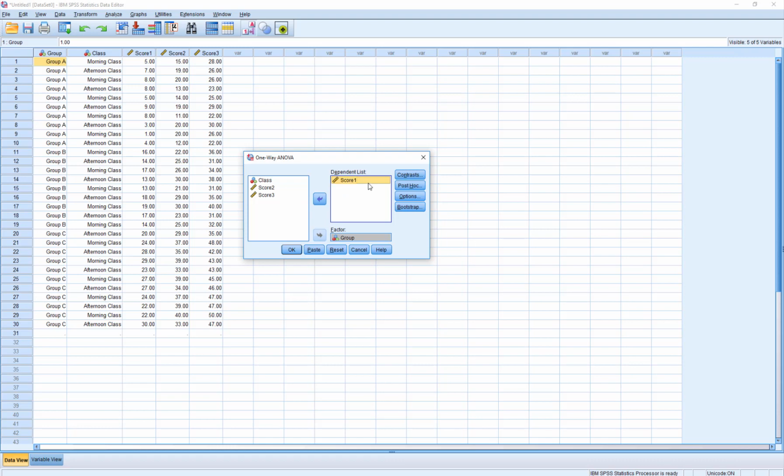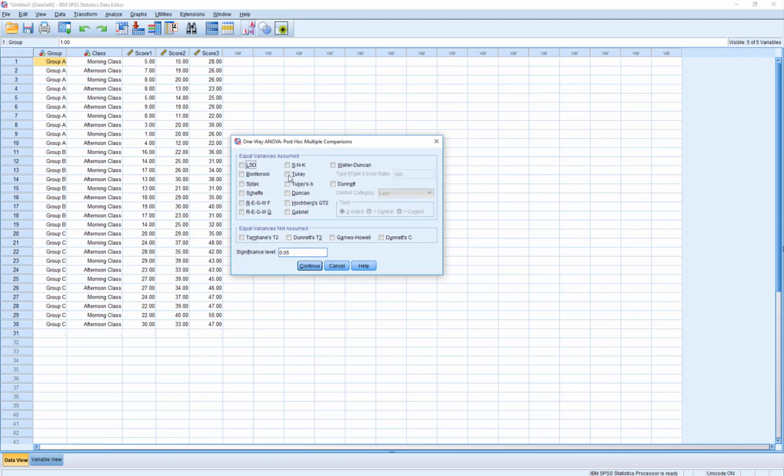The ANOVA by itself, unlike the t-test, will tell you if there is a significant difference, but it won't tell you how there is a difference. It will just tell you there's a difference in there somewhere. When you think about Group A versus Group B versus Group C, it's possible that there is a difference between Group A and Group B, but Group A is not different from Group C, and Group B is not different from Group C. So in order to make sure that we find which group is different, we use what's called a post hoc test. Click on post hoc, and we'll select Tukey.